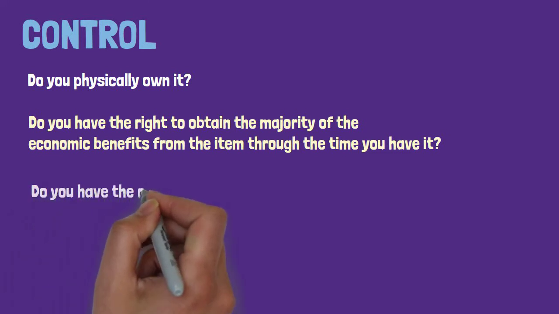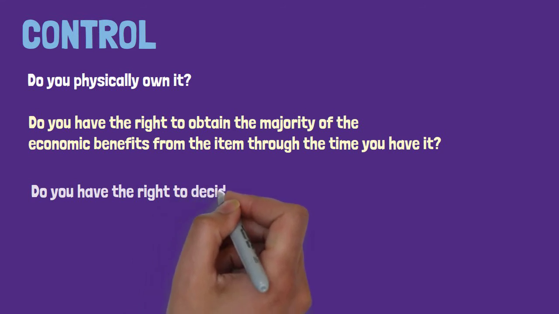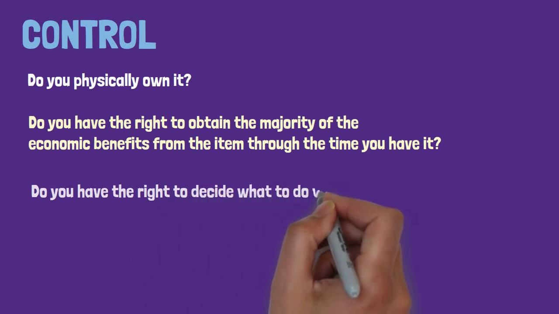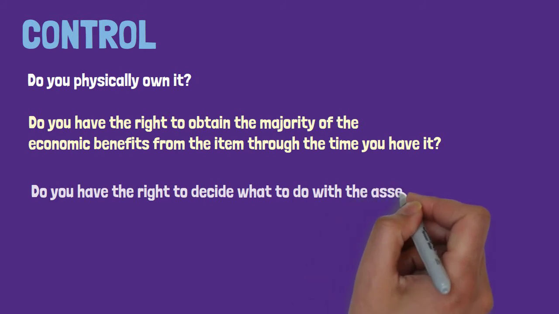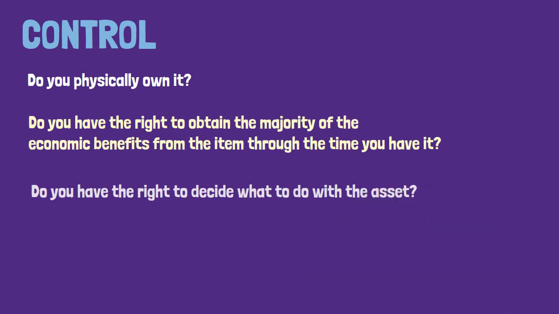And the second question we need to ask is, do you have the right to decide what to do with the item? Is it your choice to get rid of it, to sell it? Is it your choice to enhance it? If you do, you control it. If you don't, you may not control it. And there are some grey areas in this, but those are the main two questions you should ask yourself. And if the answer to both of them is yes, then you definitely do control it. The grey areas we will cover in a separate video.